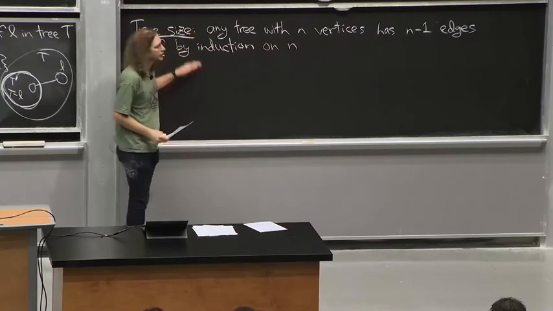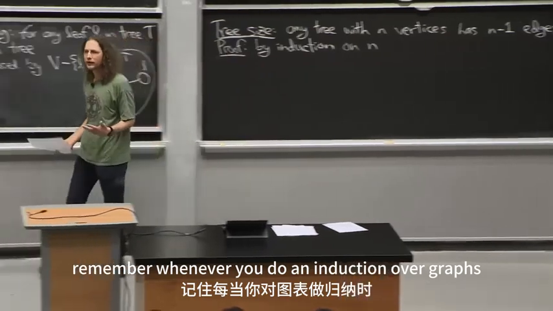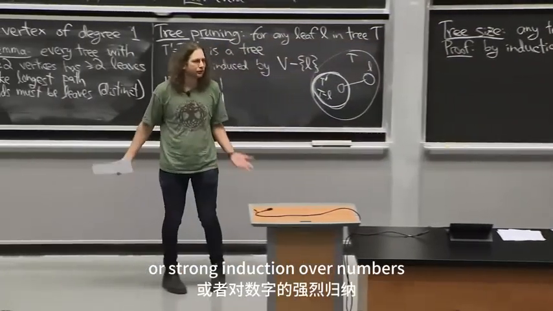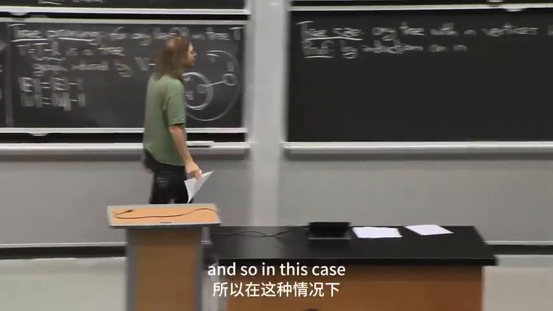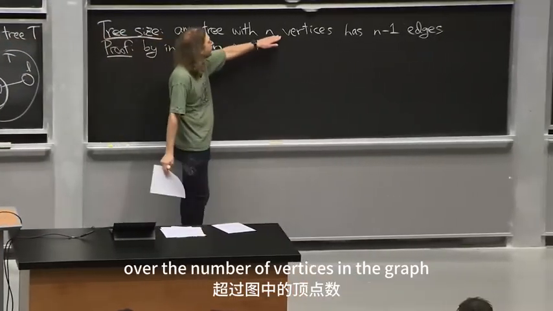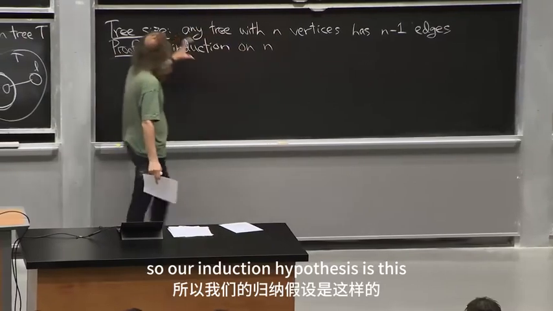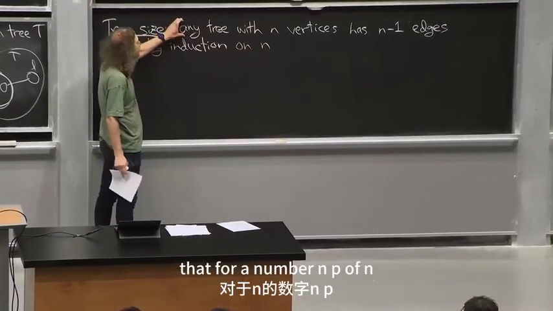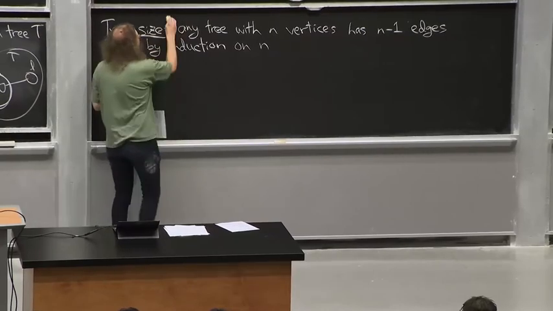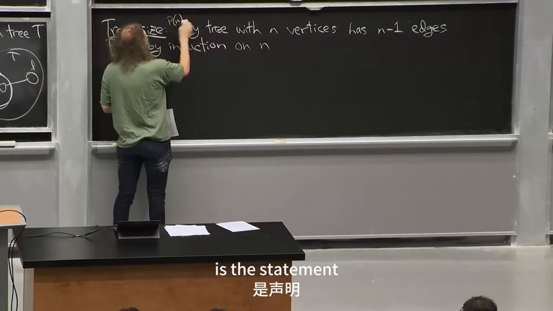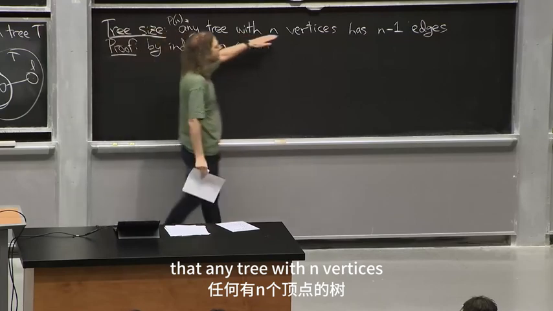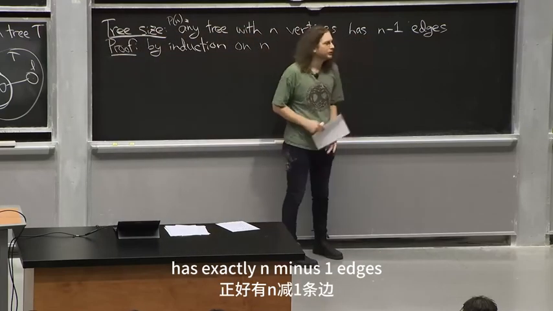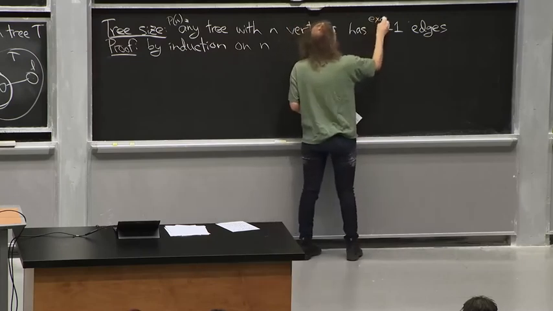So remember, whenever you do an induction over graphs, you're really just doing regular induction or strong induction over numbers. And so in this case, we're going to induct over the number of vertices in the graph. So our induction hypothesis is this, that for a number n, P of n is the statement that any tree with n vertices has exactly n minus 1 edges. I should write exactly here.